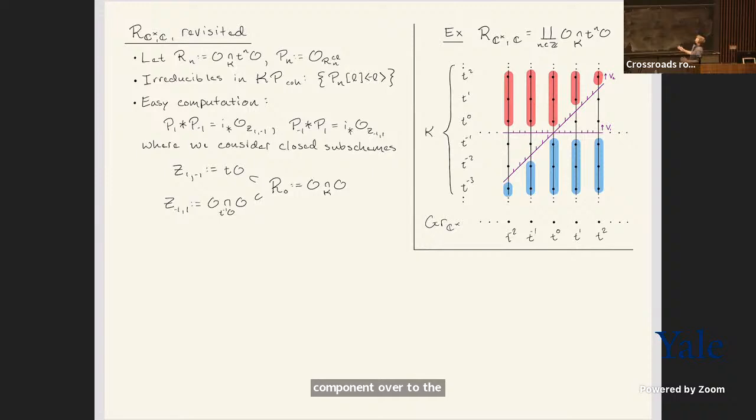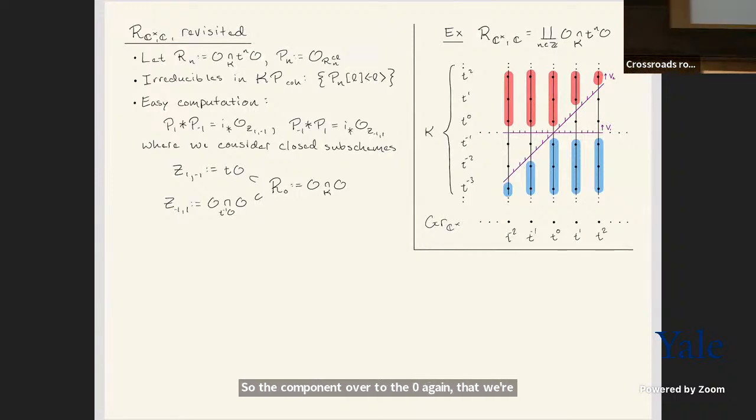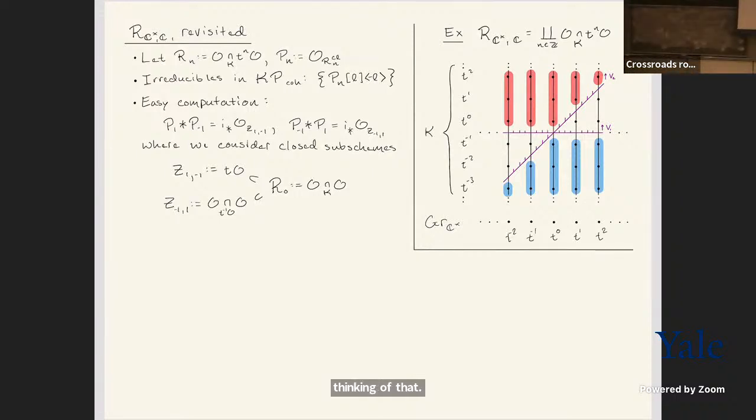Again, we're thinking of that as an affine derived scheme. And each of these products is going to be the structure sheaf of a particular closed subscheme. So in the case of the product of P1 and P minus 1, this will be the structure sheaf of, let's write this as Z1 minus 1. And this is just the subspace TO sitting inside O.